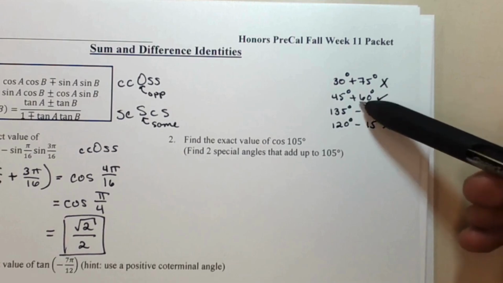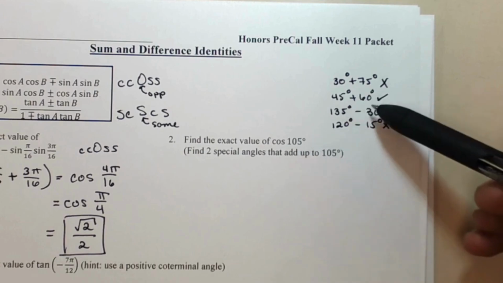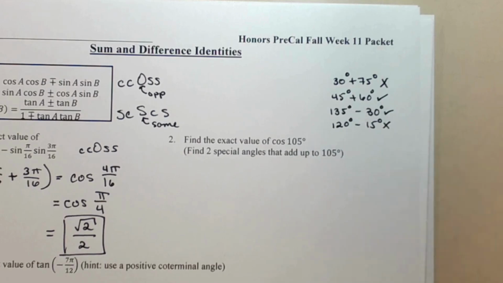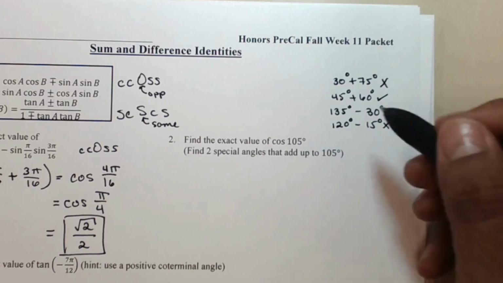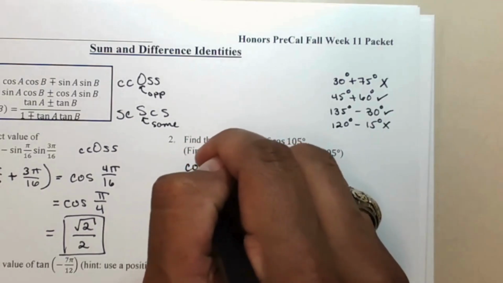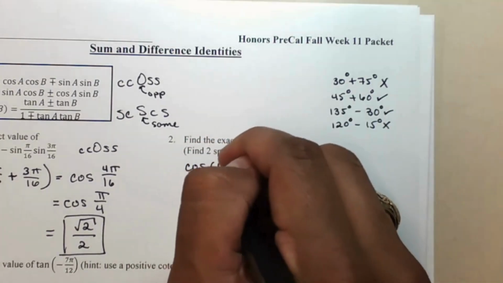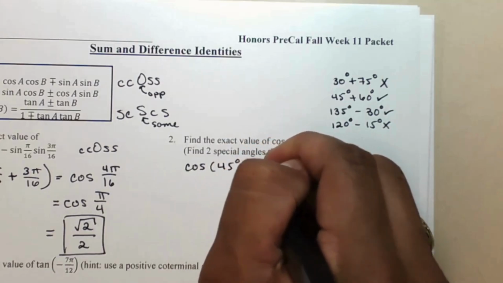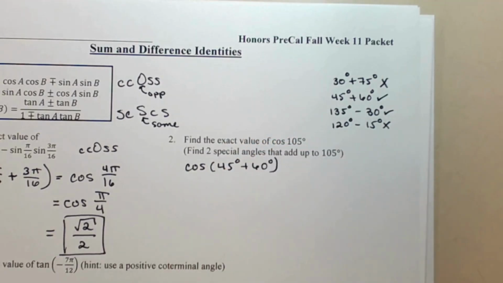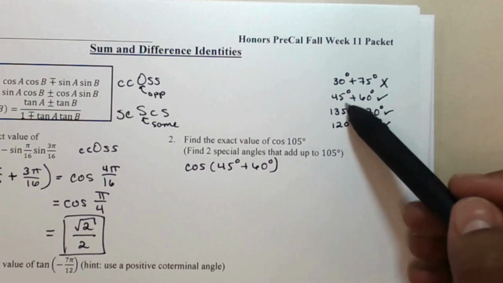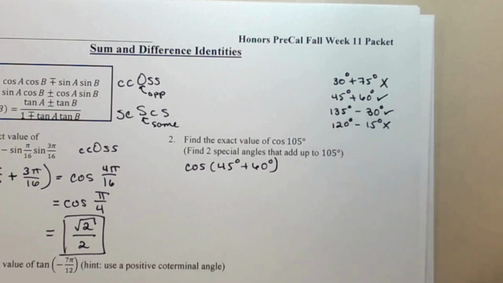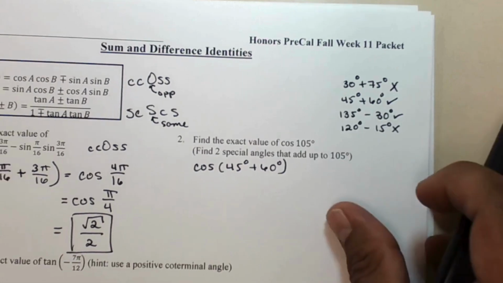Again, you could figure out what adds to 105. You can figure out what subtracts to 105. Either one works. What I'm going to do is stay simple and stick to the 45 plus 60. Why? Because both of those are going to have positive values and I don't have to worry about it. With 135, you have to deal with the cosines being negative. So you have to be very careful with your signs.